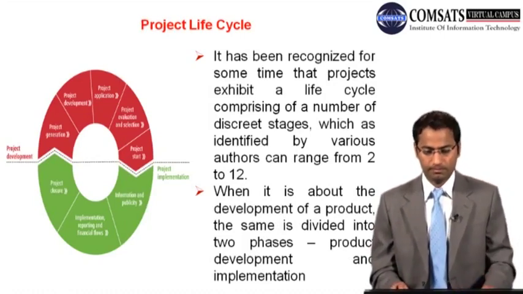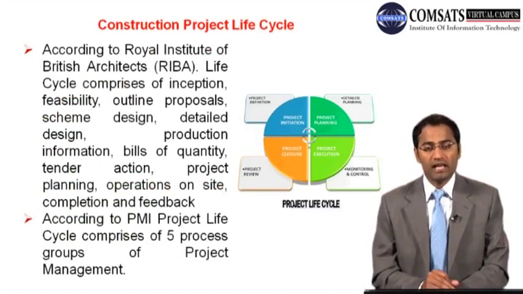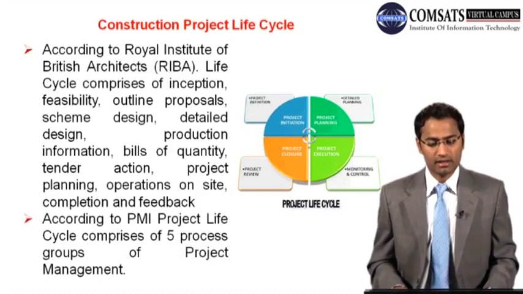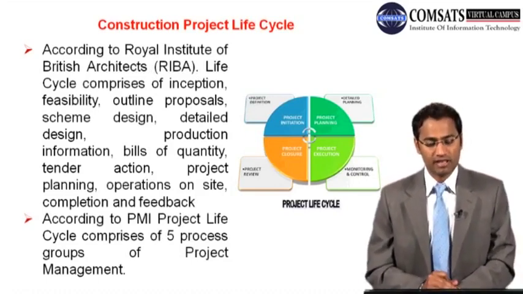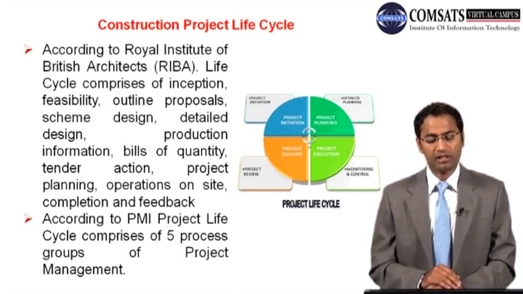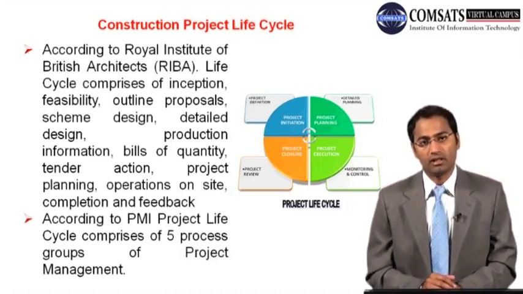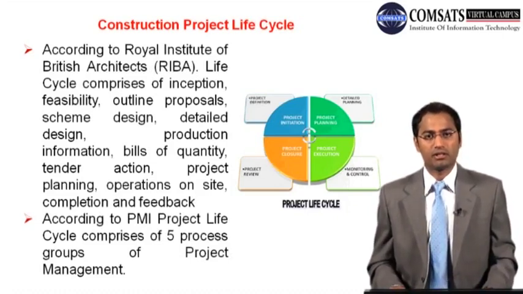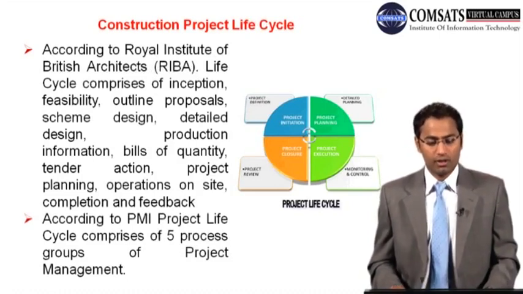Project example over there: construction project life cycle, a case study. Over there you can have this thing. According to the Royal Institute of British Architects, RIBA, the life cycle comprises inception, feasibility, outline proposals, scheme designs, detailed design, production information and bill of quantity, tender action, project planning, operations on site, completion and feedback. Now there are 12 processes or phases we have discussed for this construction methodology according to RIBA of UK.